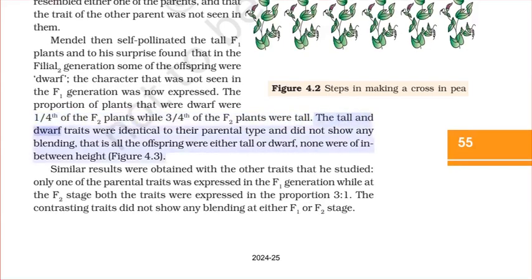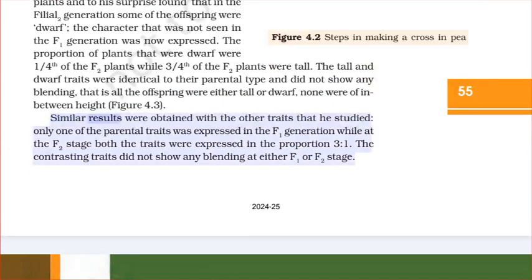The tall and dwarf traits were identical to their parental type and did not show any blending, that is, all the offspring were either tall or dwarf. None were of in-between height. Similar results were obtained with the other traits that he studied. Only one of the parental traits was expressed in the F1 generation, while at the F2 stage, both the traits were expressed in the proportion 3:1. The contrasting traits did not show any blending at either F1 or F2 stage.